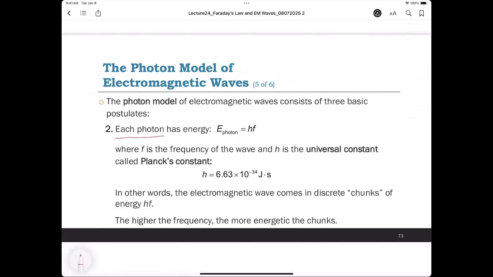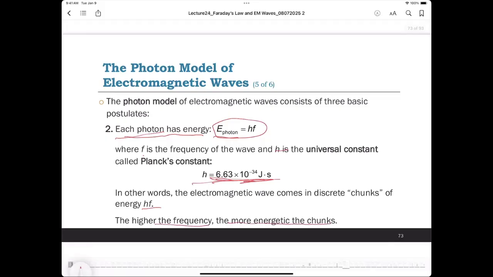Each photon has energy. Using this equation, you can calculate the energy of each photon, where f is the frequency of the wave and h is a universal constant. We call it Planck's constant. The value is equal to this one. In other words, the electromagnetic wave comes in discrete chunks of energy hf. The higher the frequency, the more energetic the chunks. That makes sense because we just got this equation.